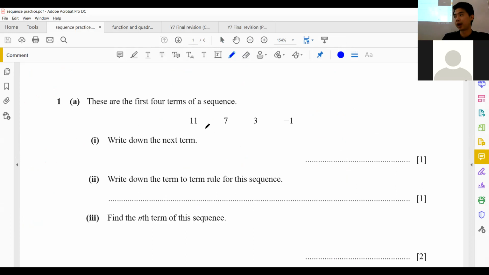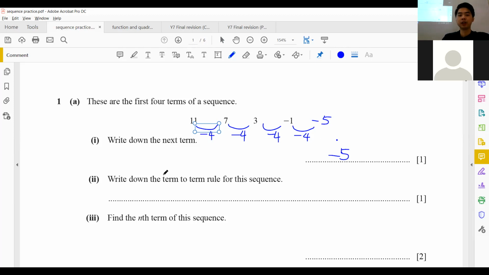First and foremost, after identifying the sequence, this is actually minus 4, minus 4, minus 4. The next term will be no different. It's going to be minus 4. So the next term is actually -5. This one is rather simple and straightforward. As you can see from the marking scheme, you only have 1 mark for this kind of question, so it's supposed to be easy.